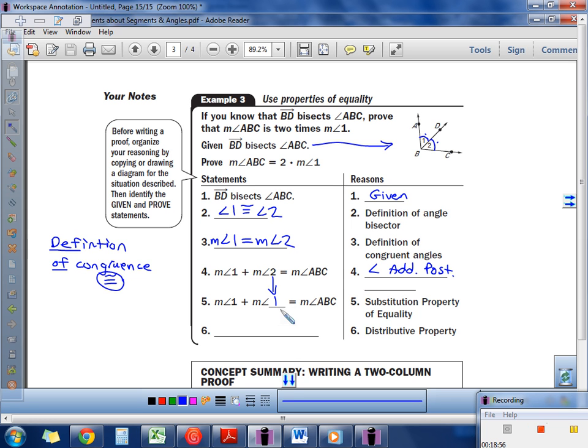That's substitution. Last step is statement number 6, and it's the distributive property. Some people struggle on seeing this one. But adding something to itself is the same as doing 2 times itself. 2 times the measure of angle 1 is the measure of angle ABC. That is the distributive property. It's just showing it in a different way. It's kind of weird to see it like that, but that's actually what's going on. Good job.